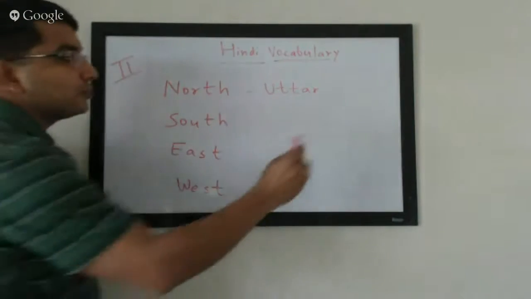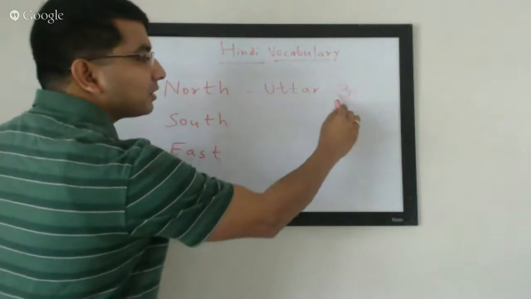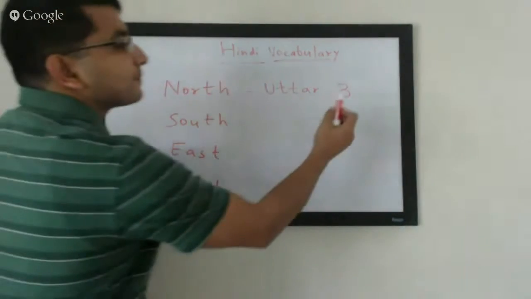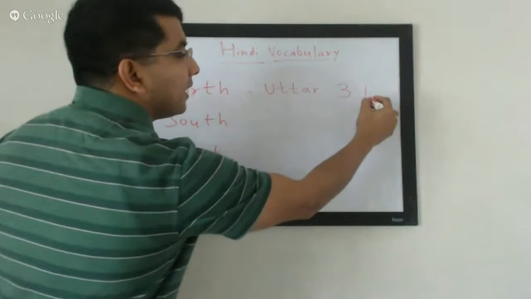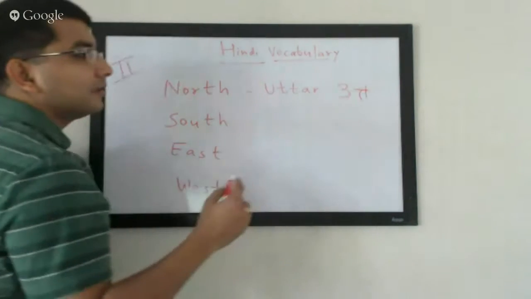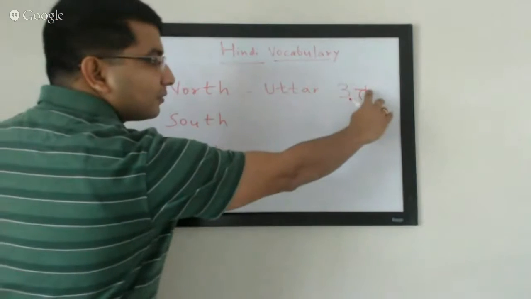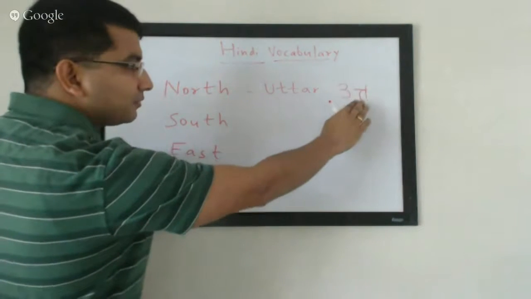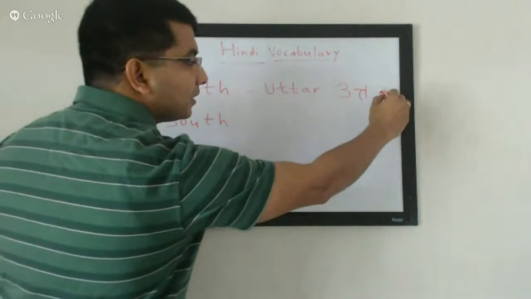Uttar. So you have u, which is our vowel here, and then you have a t with a line on top of t. We have not covered this kind of formation yet, but as of now, just stick with me. Utta and then ra.